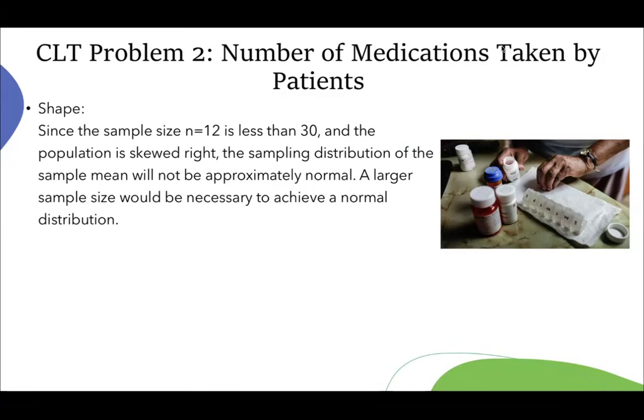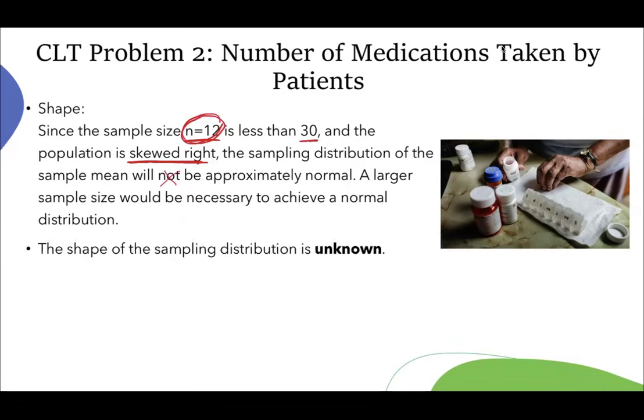And now, as far as the shape goes, since we have a small sample and it's less than 30, and we have a population that is not normal, it is skewed to the right, the sampling distribution of the sample mean will not be approximately normal. We do not have a normal sampling distribution. In order to fix this, we would have to make n greater. N equal 12 is just too small. We'd have to make n greater to achieve a normal distribution and do any sort of kind of probability analysis on it. So we say the shape is unknown, and we just need to make n bigger if we're to do this problem.